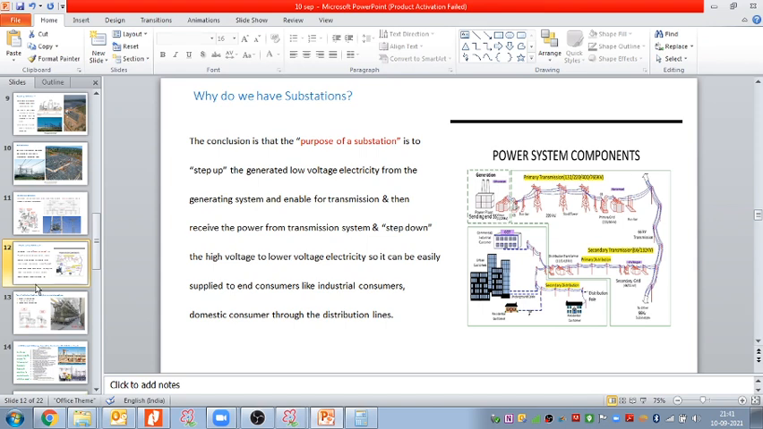So again, let us have one conclusion. Why do we have substations? The conclusion is that the purpose of a substation is to step up the generated low voltage electricity from the generating system and enable it for transmission, and then receive the power from the transmission system and step down the high voltage to lower voltage electricity, so it can be easily supplied to end consumers like industrial consumers and domestic consumers through the distribution line. So that is the main objective of having substations.